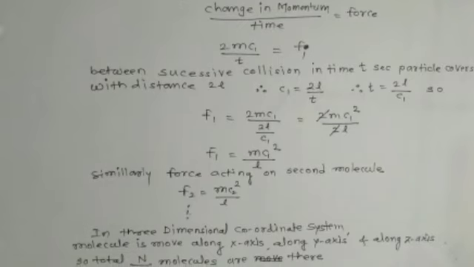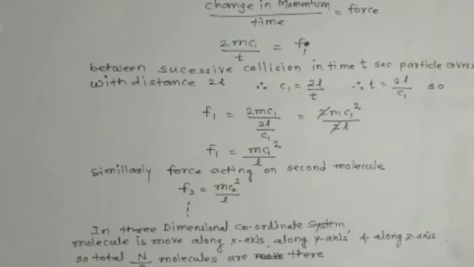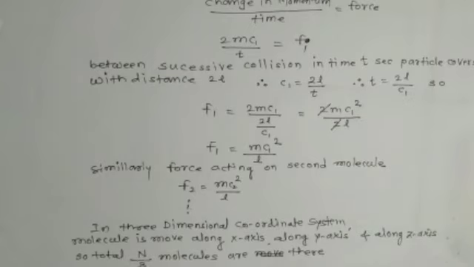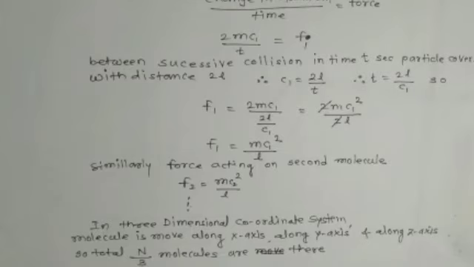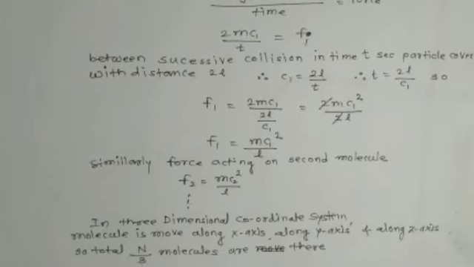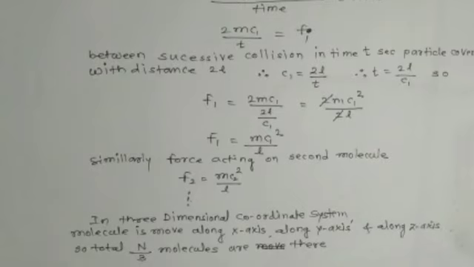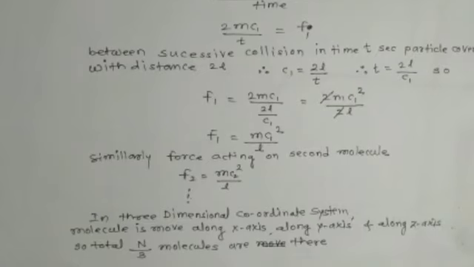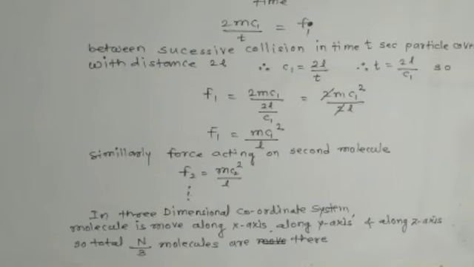Similarly, the force acting on the second molecule F2 equal to mc2 square upon L. In a three-dimensional coordinate system, molecules move along the x-axis, along the y-axis and along the z-axis. So a total of capital N upon 3 molecules are there.